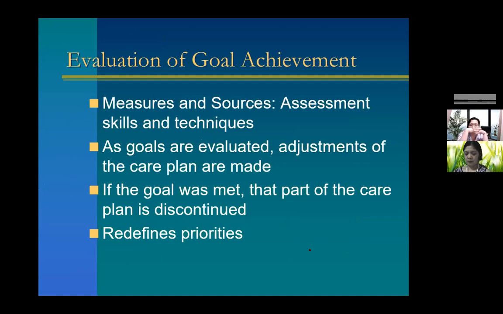Let's say, for example, from 30 na RR, naging 25. Okay? O from 95 na pulse rate, naging 80. Yan. Then, as goals are evaluated, adjustment of the care plans are made. So, anong ibig sabihin nito? Ito yung sinasabi ko kanina. If goal partially met, baka kailangan mong balikan yung assessment mo or yung diagnosis mo or yung planning mo. Or kailangan mong i-improve yung intervention mo.